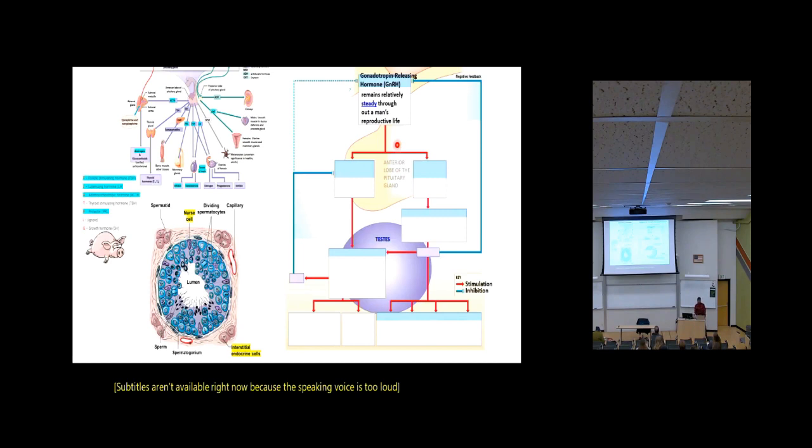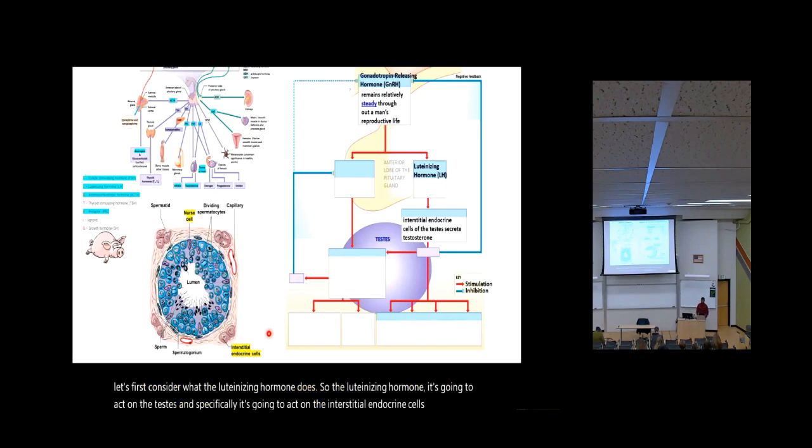This GnRH is going to act on the anterior lobe of the pituitary gland, and it causes two other hormones to be released. The first one is FSH and the second is LH, or the luteinizing hormone. So let's first consider what the luteinizing hormone does. The luteinizing hormone is going to act on the testes, and specifically it's going to act on the interstitial endocrine cells, whose alternate name is Leydig cells. You're welcome to use either term. It acts on these Leydig cells, and it will cause them to produce testosterone.